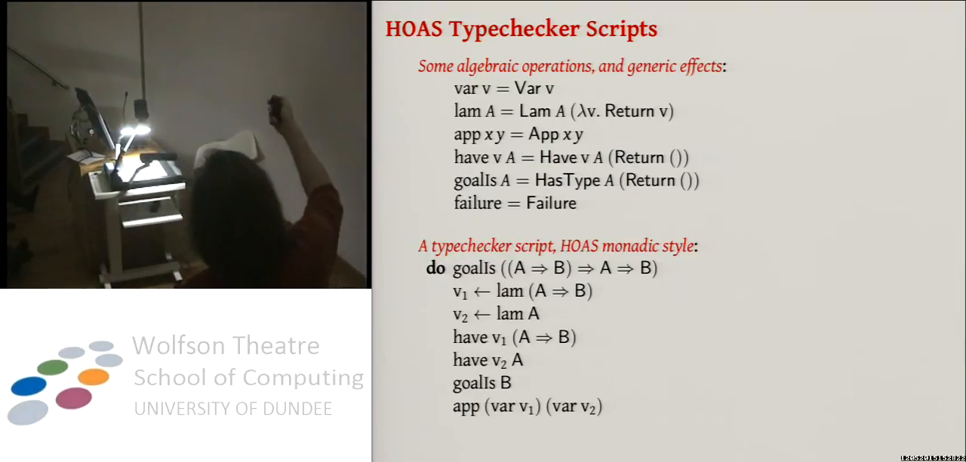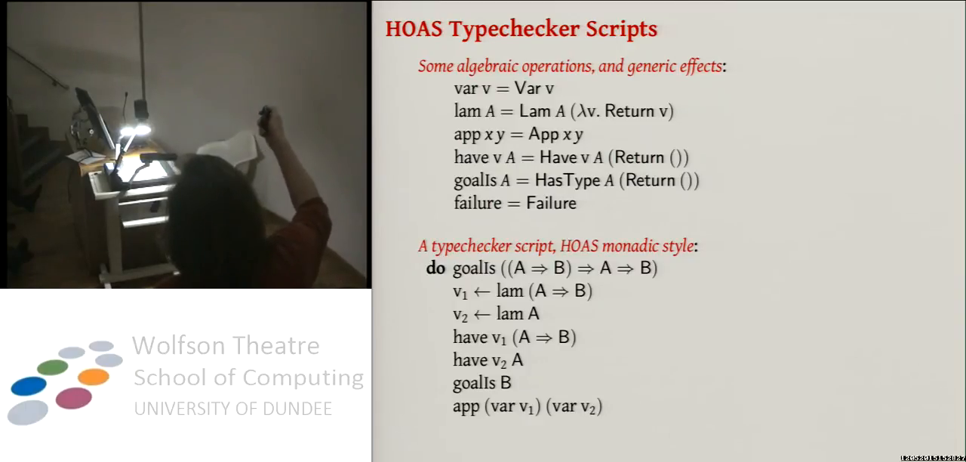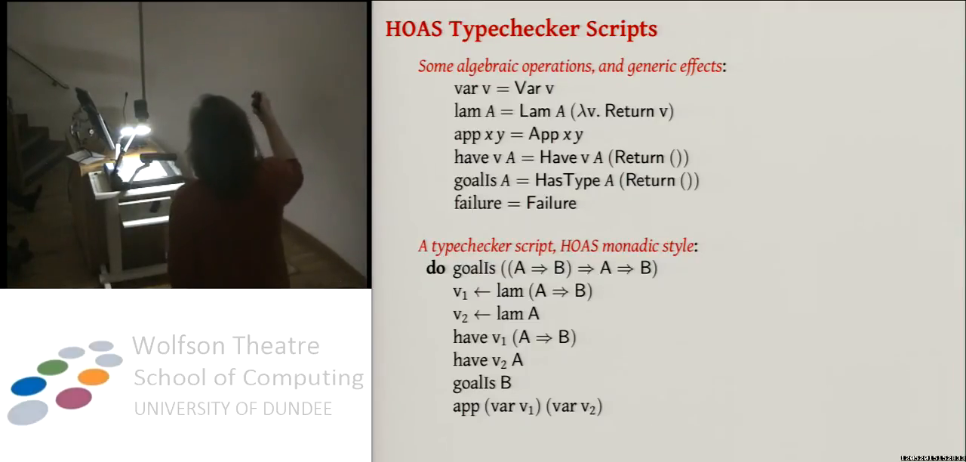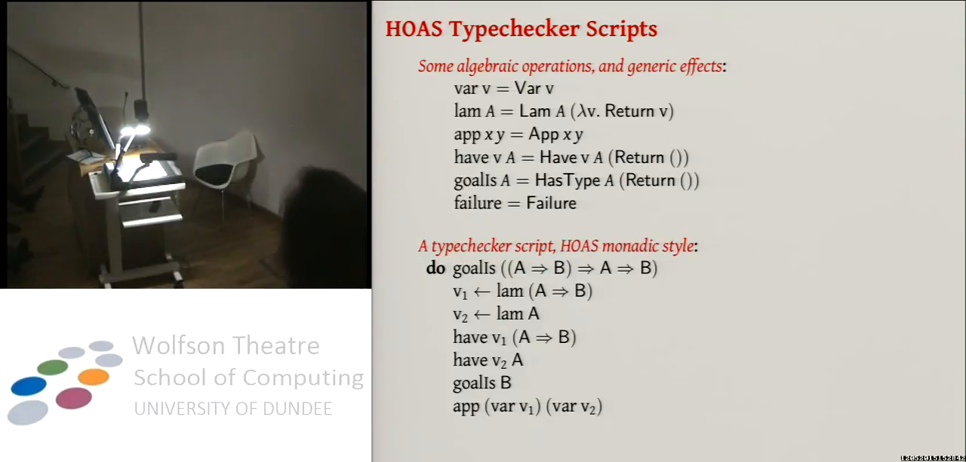So now we can say the goal is A implies B implies A implies B. We're going to have a new variable which has the meta name v1, which has type A implies B, and a new variable v2, which has type A, and then we have the same assertions as before, and now we can refer back to them using the names v1 and v2.